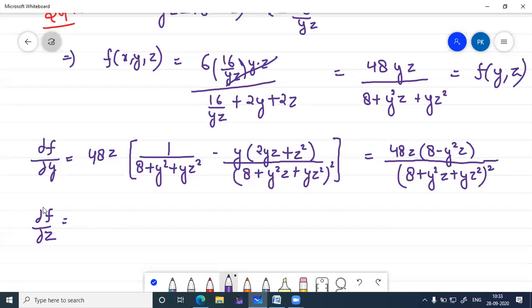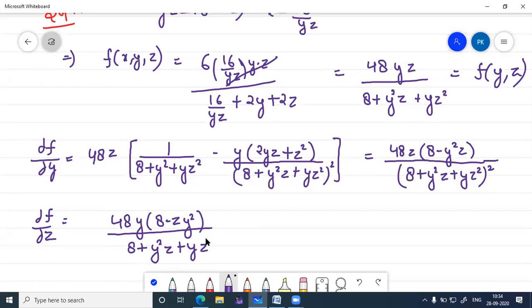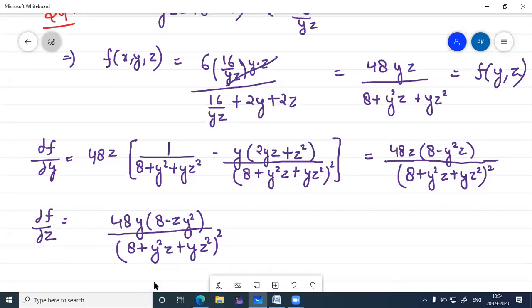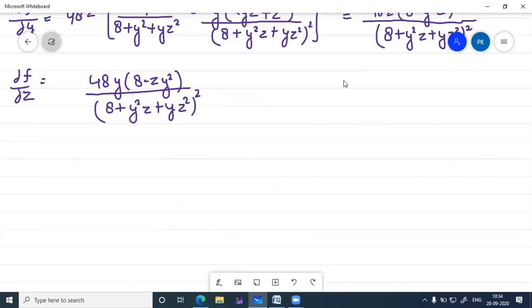In the same way, when we differentiate partially with respect to z, we have obtained 48y times 8 minus zy square divided by 8 plus y square z plus yz square whole square. Now I'm equating these two partial derivatives to 0.